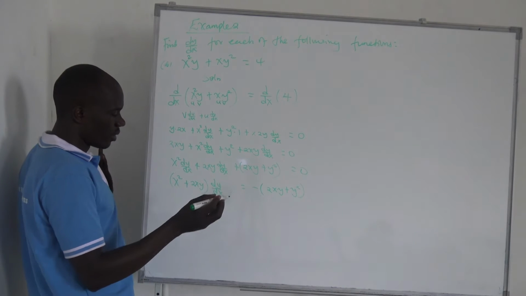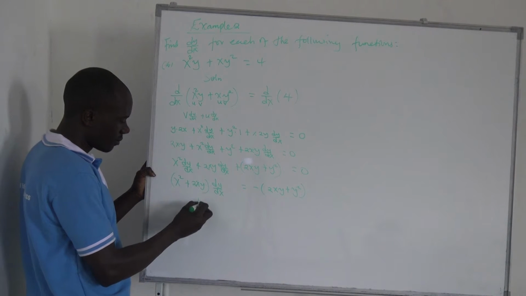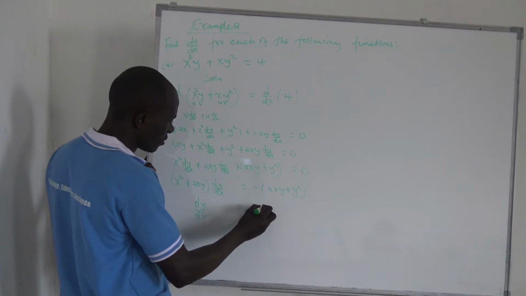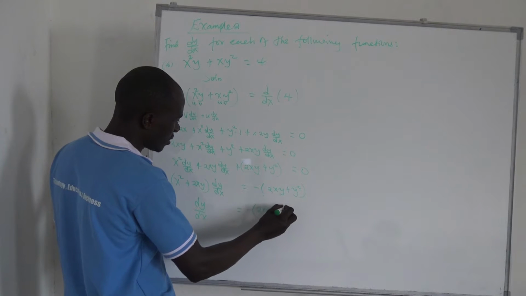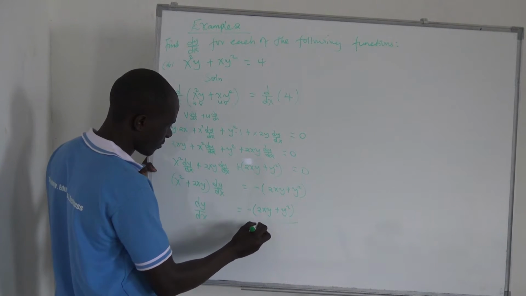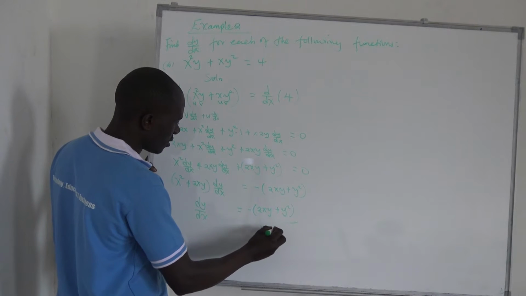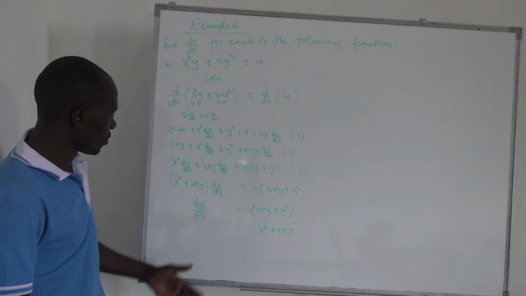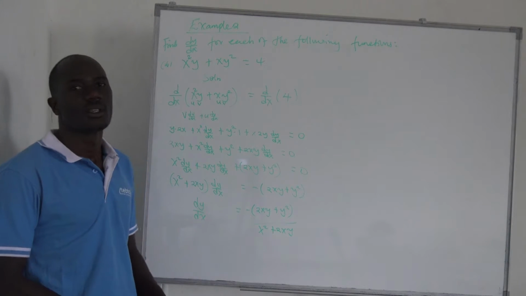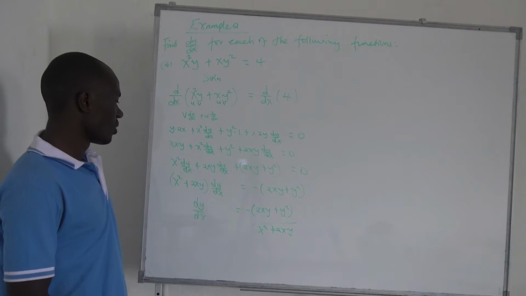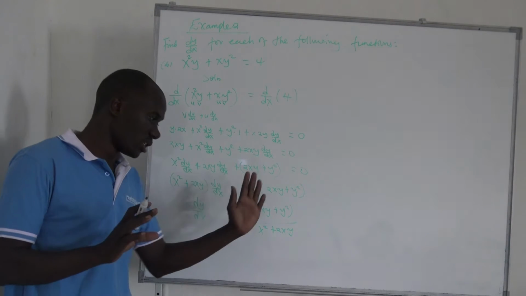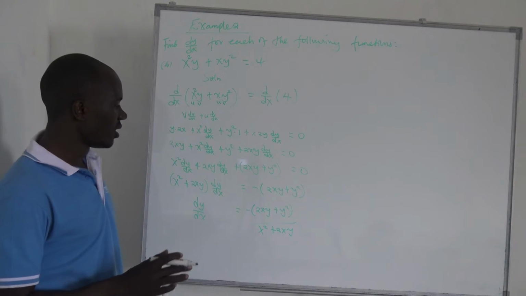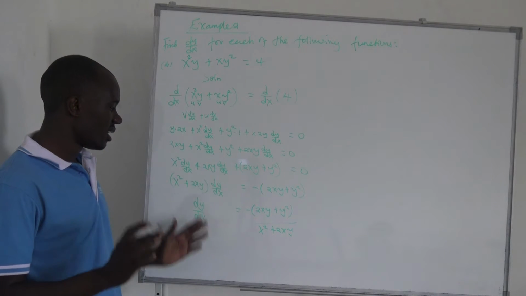So, what do we do? We want dy/dx, so we divide by this. What is dy/dx? dy/dx becomes negative (2xy plus y squared) all over (x squared plus 2xy). That's how we get dy/dx. So if you want to factorize here, it's normal. If you want to push in a negative, there's no problem with that. But that's how we handle such expressions of that nature.